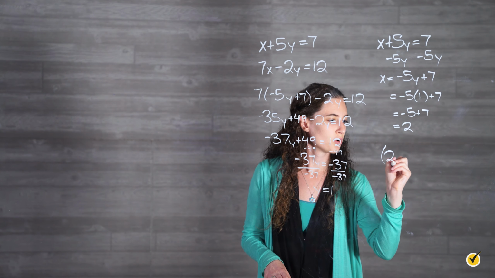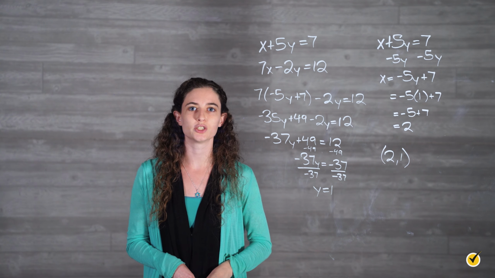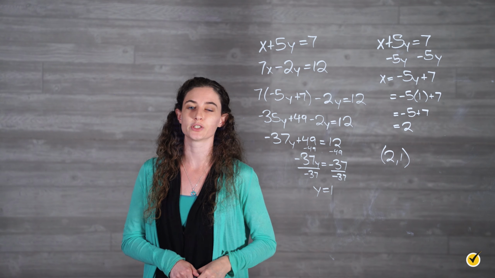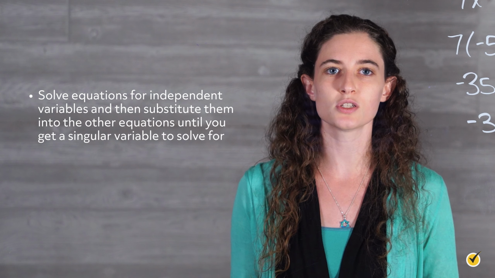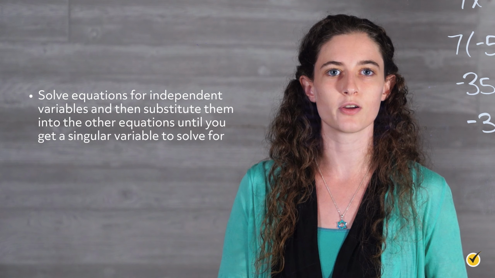We only looked at examples with 2 linear equations, but this method can be used for more than 2 equations and for equations with higher degrees. Simply follow the same steps covered in this video. Solve equations for independent variables and then substitute them into the other equations until you get a single variable to solve for. Once you have that variable known, work backward to find all the other variables.